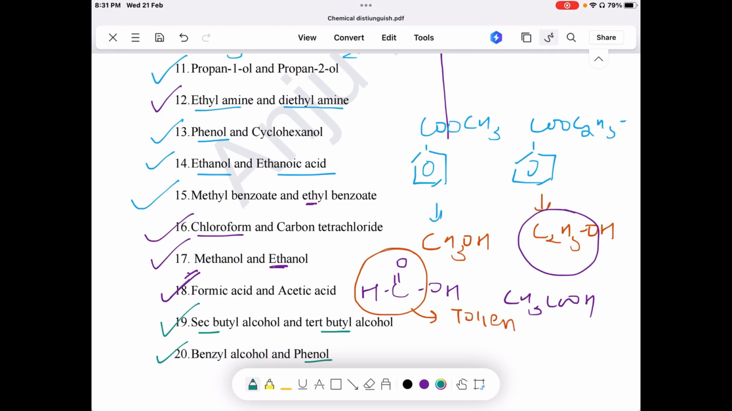Phenol is distinguished from benzyl alcohol. Either you can perform a bromine water test, white precipitate, or do an azo dye test. In that case, orange dye will be obtained. And one more test is there, that one is the ferric chloride test, which we do in our practical exam also.